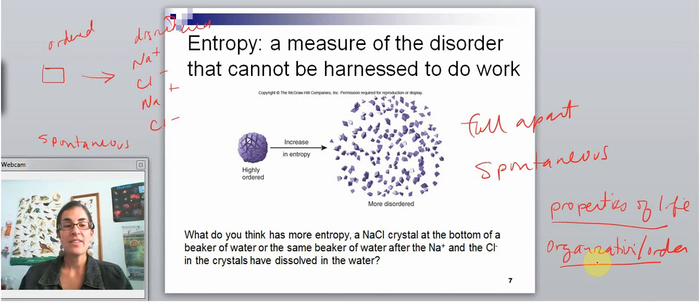So that's the intro to energy. And in the next section, we'll get into free energy and talk about how that's going to determine the direction of a reaction.